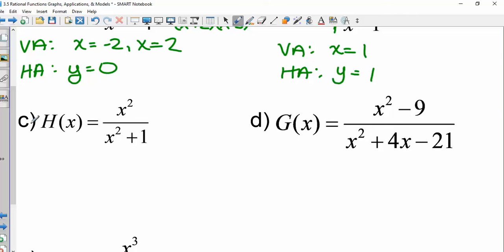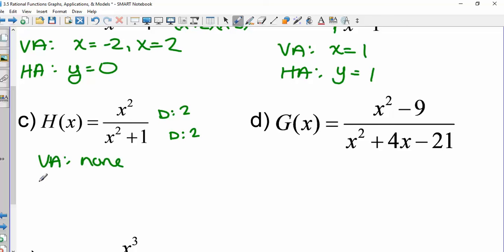C. What do I need to do to find my vertical asymptote? Set the bottom to 0. We had this one come up a little bit ago, didn't we? What kind of number am I going to get? Imaginary. So what does that tell me about my vertical asymptote? Yeah, the domain is all real numbers. That means there is no vertical asymptote.